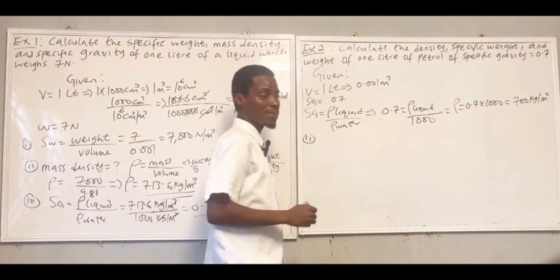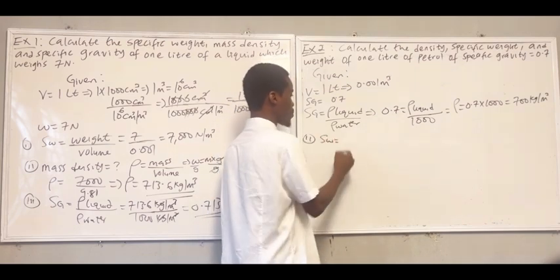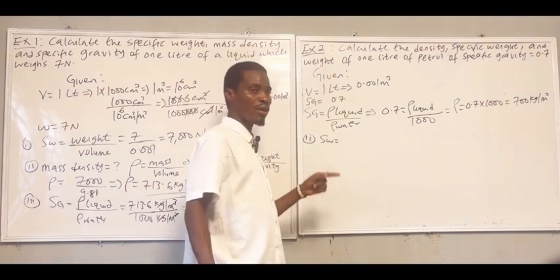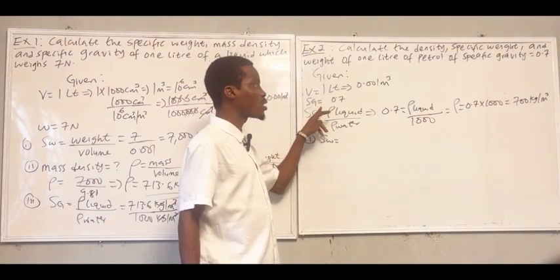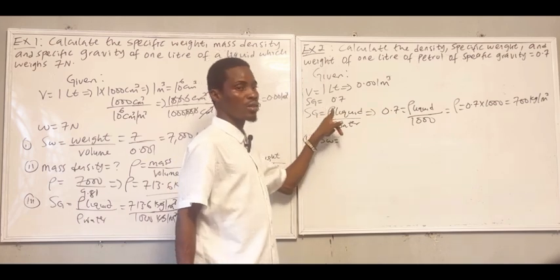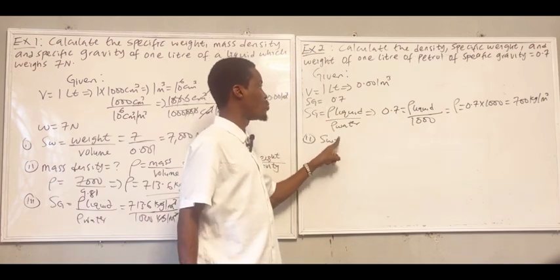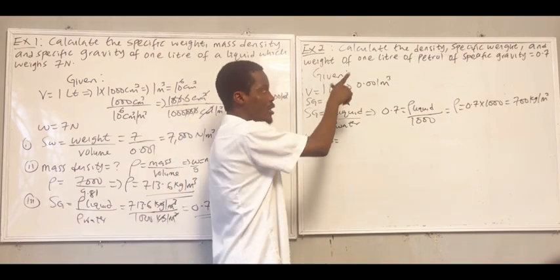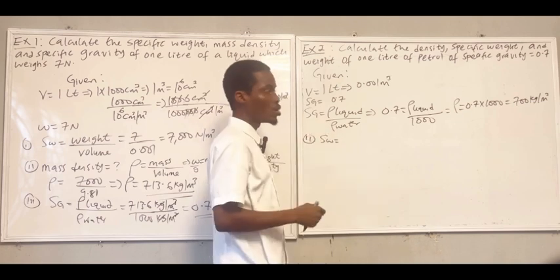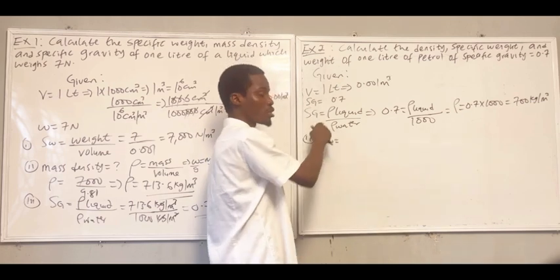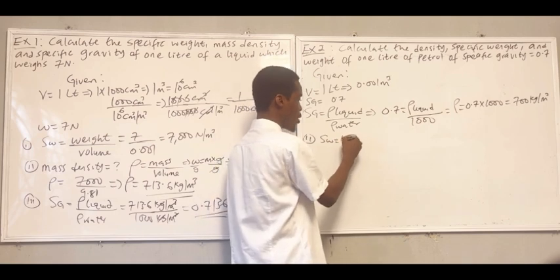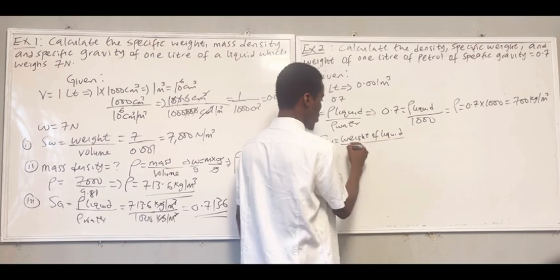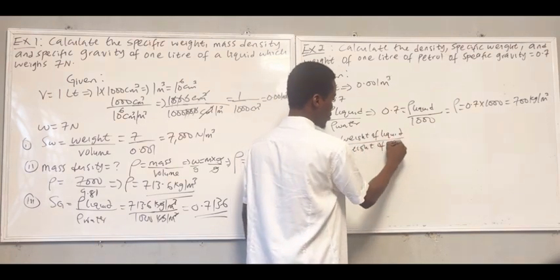So next is to calculate my specific weight. Remember, we are dealing with gravity. Our specific weight is weight over volume. Since we are not given weight here, we are given specific gravity, the formula I'm going to use will be the third form of specific gravity. In specific gravity, when I'm finding my density, I consider the formula for density of a liquid. So when I'm finding my specific weight, I'm going to consider the formula for weight, that is specific weight of a liquid all over specific weight of water.